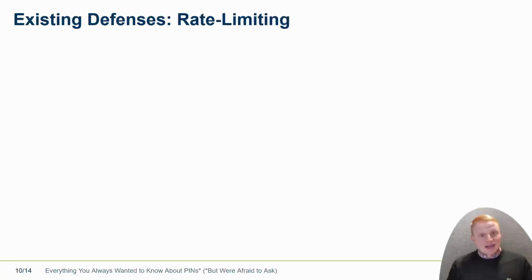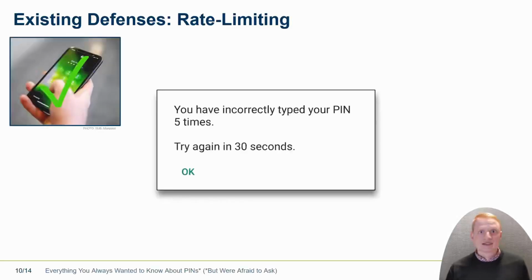Something that is done and that really helps, however, is rate limiting. That is, for example, implemented on phones. If I type in my PIN falsely too many times, I may get this notification telling me, okay, that's enough for the moment. Please wait 30 seconds, and this time increases to 1 minute, 2 minutes, 10 minutes, and so on. So I cannot make too many guesses in a short amount of time.